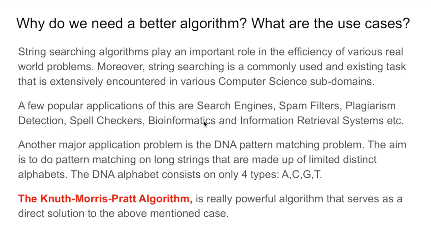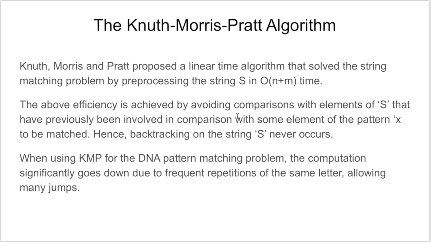I would also like to highlight one important application area, which involves matching the DNA alphabet, which in fact consists of just four types: A, C, G, T. So this is a very special problem domain for string matching, where we are just matching a pattern in a string made up of these four letters, and hence there is a very good scope of exploiting the alphabet set to gain performance. The Knuth-Morris-Pratt algorithm is once again a very powerful algorithm that serves this purpose and is extensively used by scientists and computer scientists in all sorts of domains. Let's look into the KMP algorithm now.